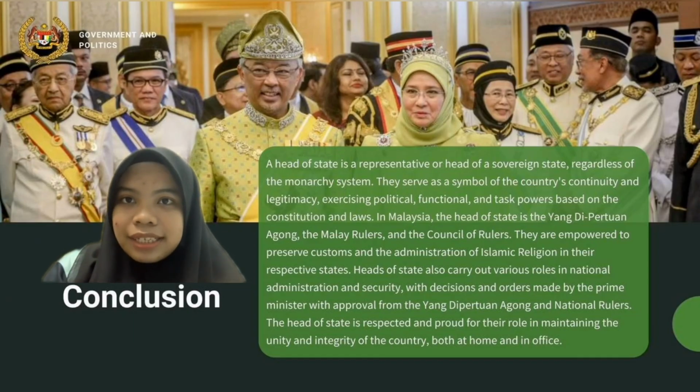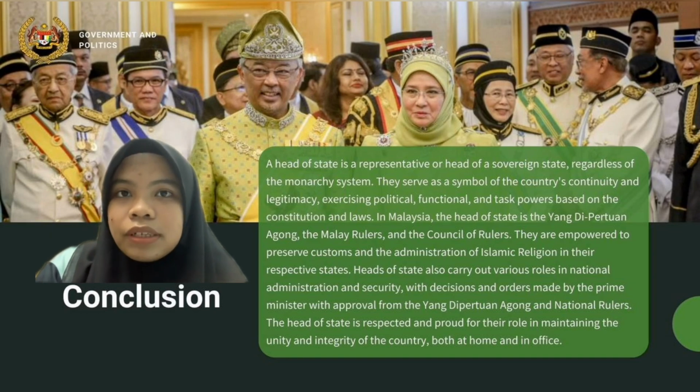The conclusion is, a head of state is a representative or head of a sovereign state regardless of the monarchy system. They serve as a symbol of the country's continuity and legitimacy, exercising political, functional, and task powers based on the constitution and laws. In Malaysia, the head of state is the Yang di-Pertuan Agong, the Malay Rulers, and the Conference of Rulers. They are empowered to preserve custom and the administration of Islamic religion in their respective states.